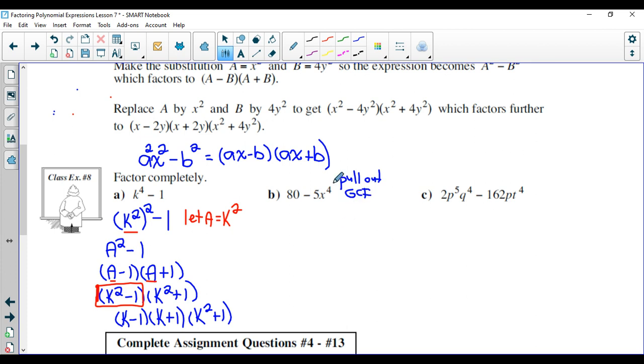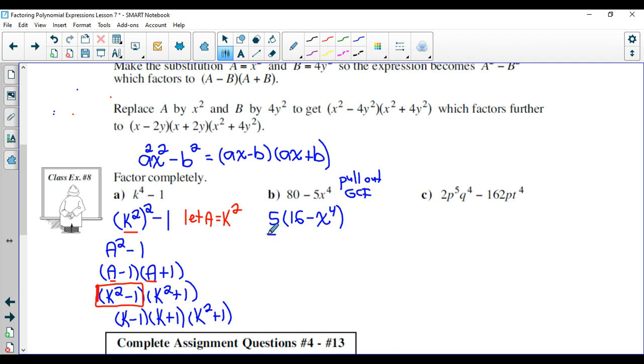Always try this as a first step. So what's common between 80 and negative 5x to the 4? 5. If I pull out a 5, 80 divided by 5 would be 16. So you have 16, subtract, and then 5x to the 4 divided by 5 would just be x to the power of 4.